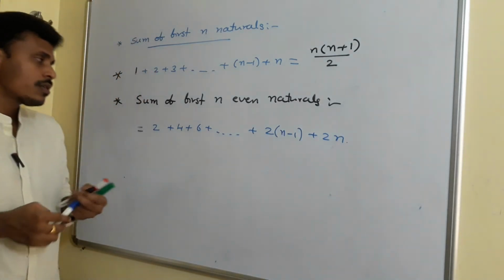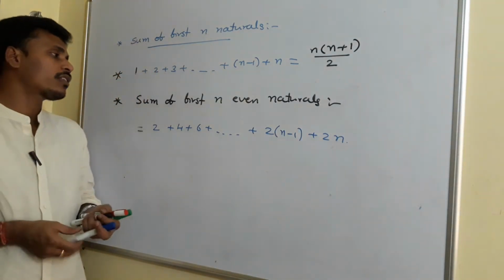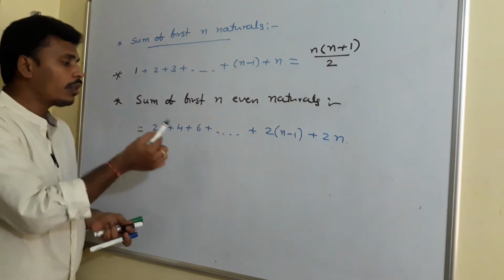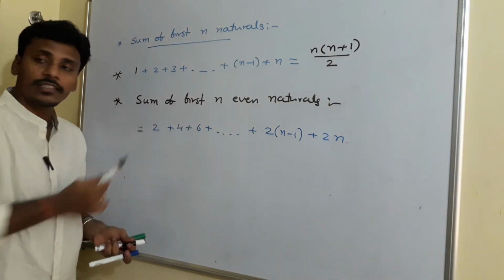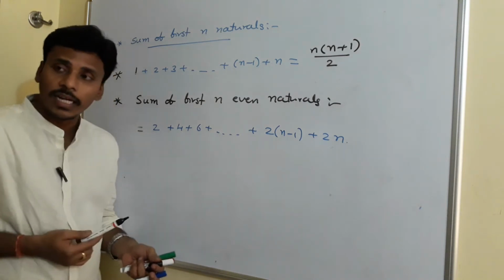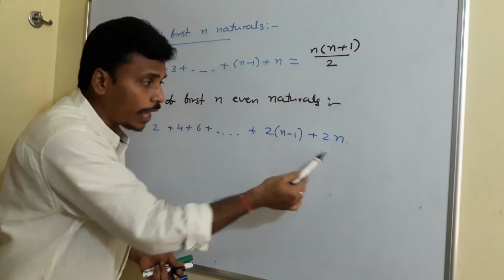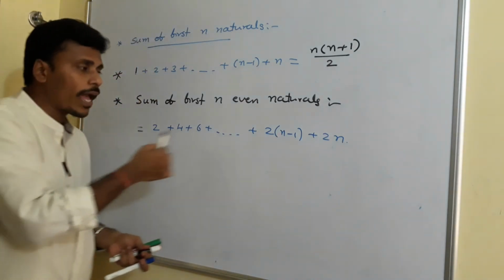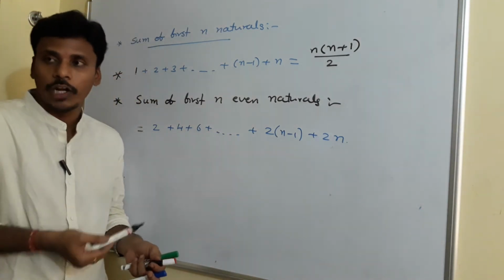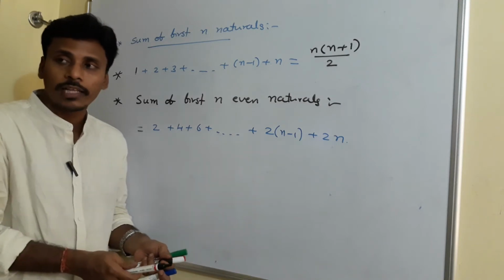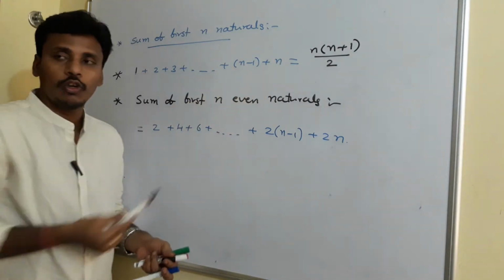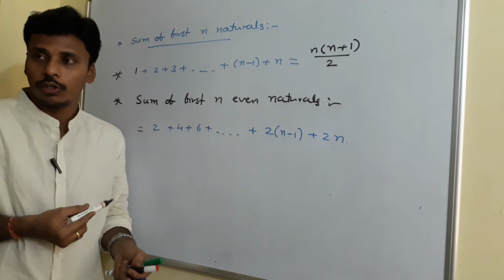Have a look at this. The problem is to find the sum of the first n even natural numbers. All these numbers are even. 2 into 1 is the first even, 2 into 2 is the second even, 2 into 3 is the third even. Like that, 2 into n is the nth even. Now to calculate this summation, again we have different options. Either you may go with the arithmetic sequence or you may use the sum of the first n naturals formula.